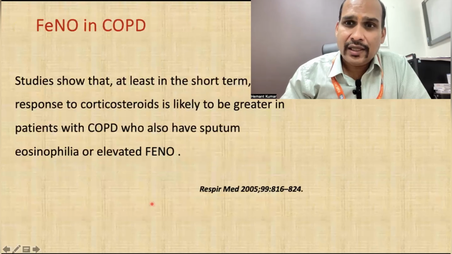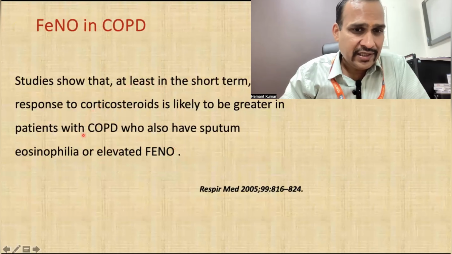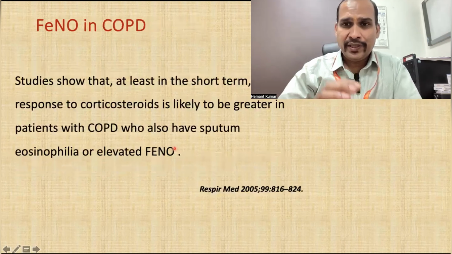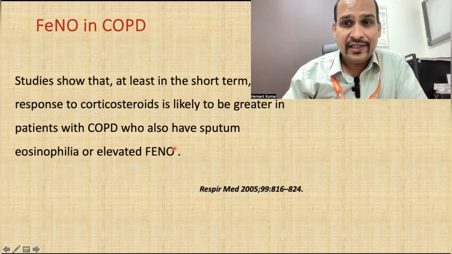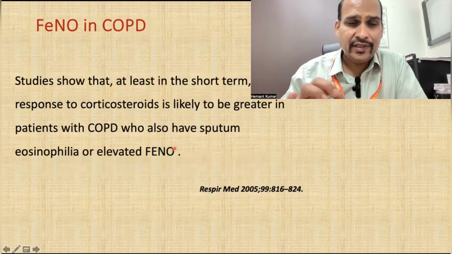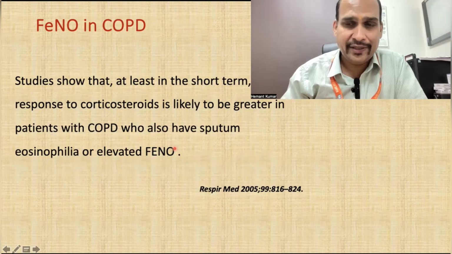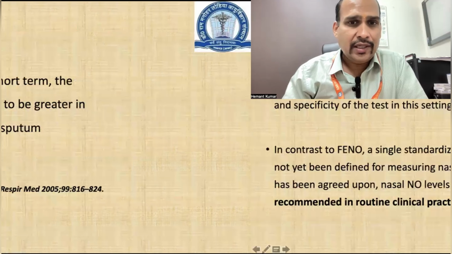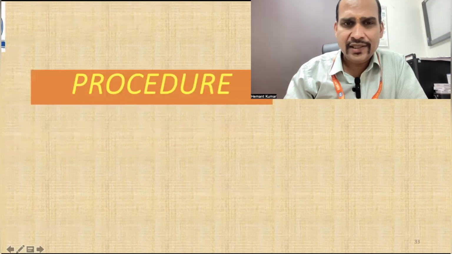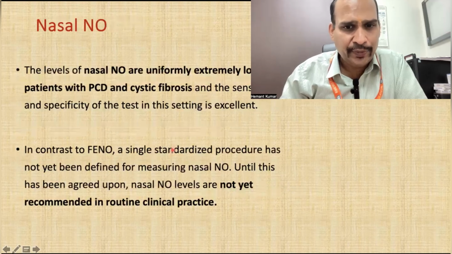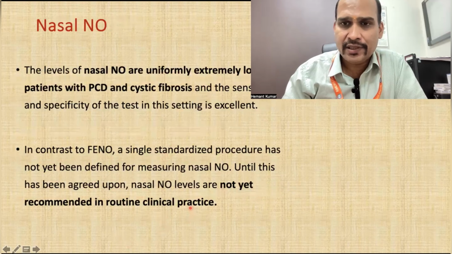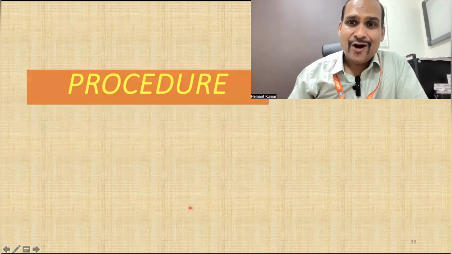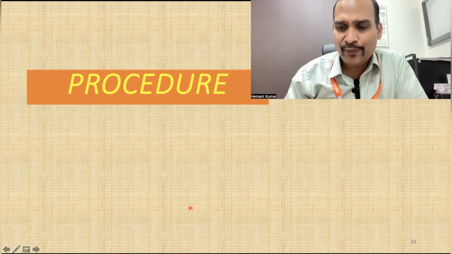Role in COPD. In COPD, if there is overlap, meaning asthma and COPD, and there is high FeNO, then these patients would respond better to corticosteroid. So this is the role in COPD. Nasal nitric oxide is not done for practical purposes, so we will not discuss it. Now coming to the procedure, how to do the FeNO test. We will see a live demonstration also.